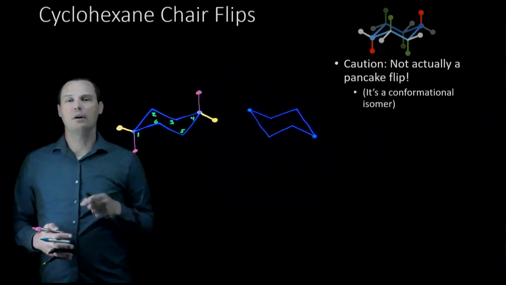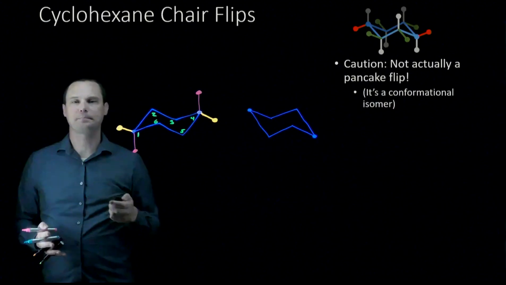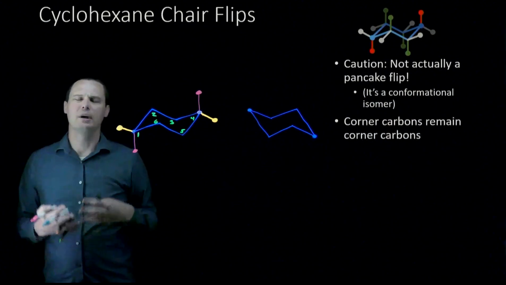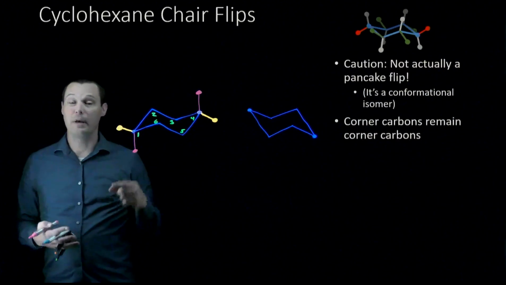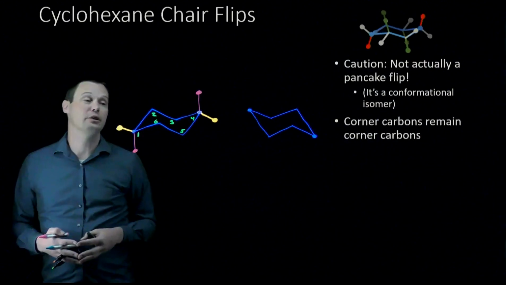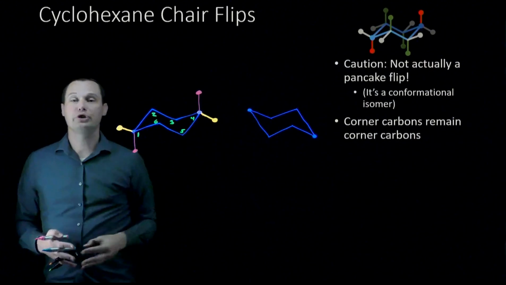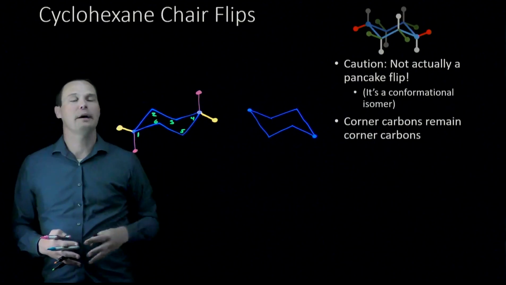In a chair flip, there are a couple of rules that we follow from drawing one chair to the next. The first is that corner carbons remain the corner carbons. What do I mean by that? That's probably not a term that your instructor really uses. It's one I made up. I've got another video down below about all my terms and definitions in cyclohexane chair flips. This is also not a tutorial about how to draw individual chair structures. I've got a different video on that linked down below. This is just about chair flips.